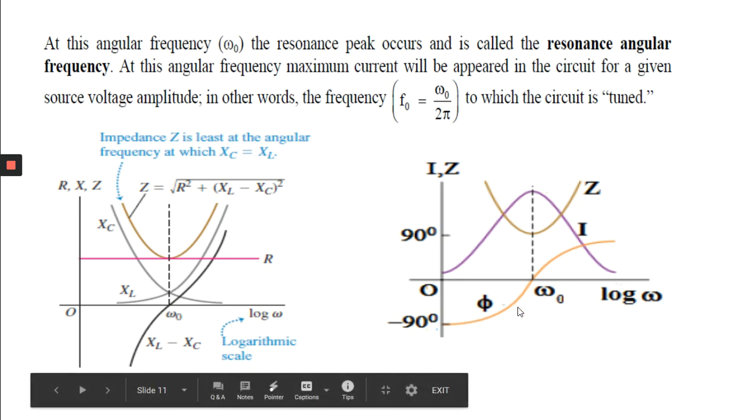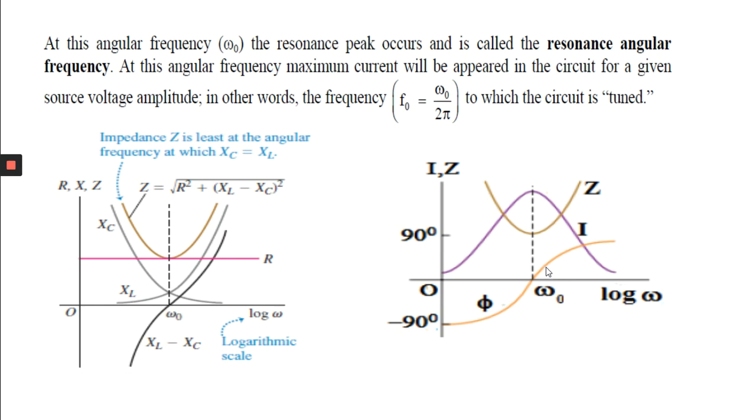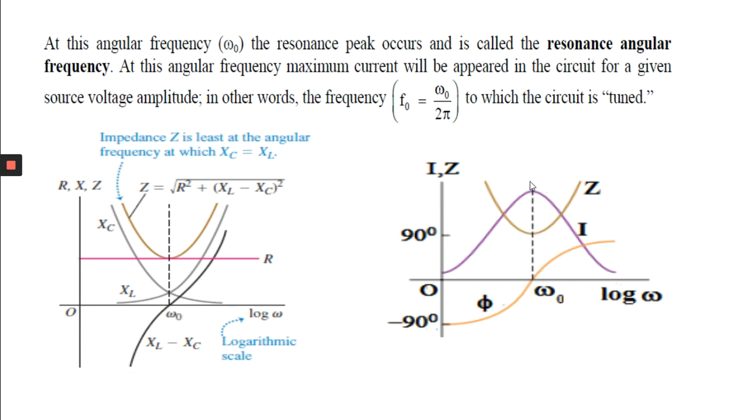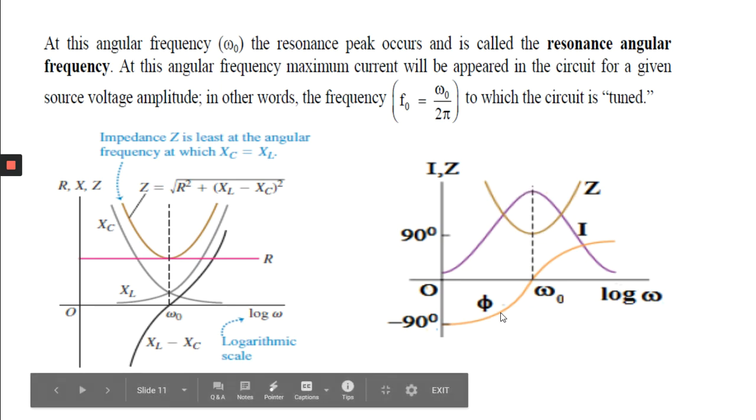Now what does this graph show? This is also in logarithmic scale. This graph shows log omega versus the current, impedance, as well as the phase angle phi. Let us compare. This is the value of resonant frequency, obviously log omega 0. At omega 0, what are you observing? When the frequency is the resonant angular frequency, you see the current is maximum. But what about Z? It is minimum. See this point, Z is minimum, I is maximum, and this is your omega 0.